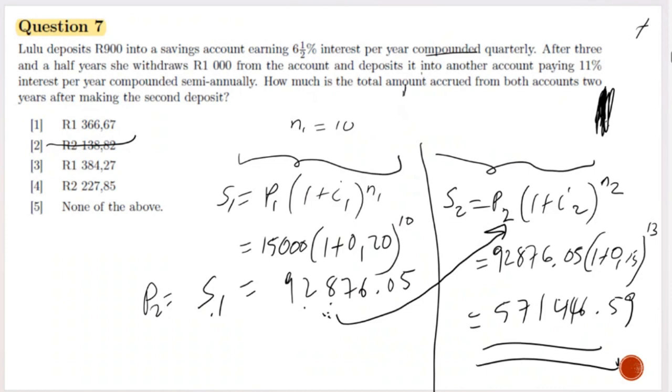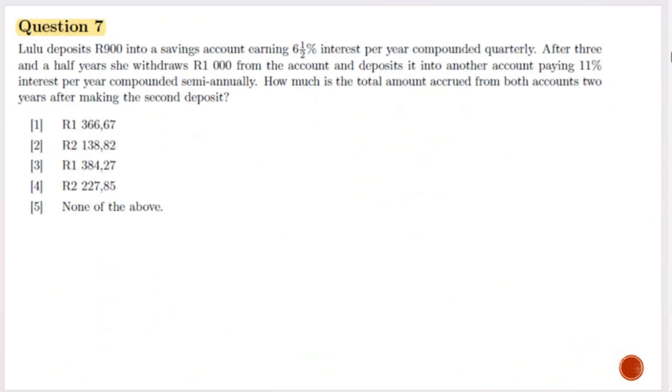Okay, with this one, she deposits 900 into a savings account. This is a simple interest. This is compounding quarterly. After 3.5 years, she withdraws 1,000 from the account and deposits it into another account, paying 11% interest per year, compounding semi-annually. How much is the total amount accrued from both accounts? There are two accounts here, 2 years after making the first deposit.